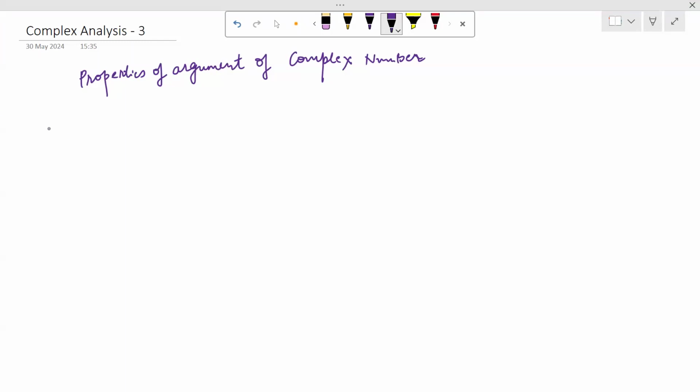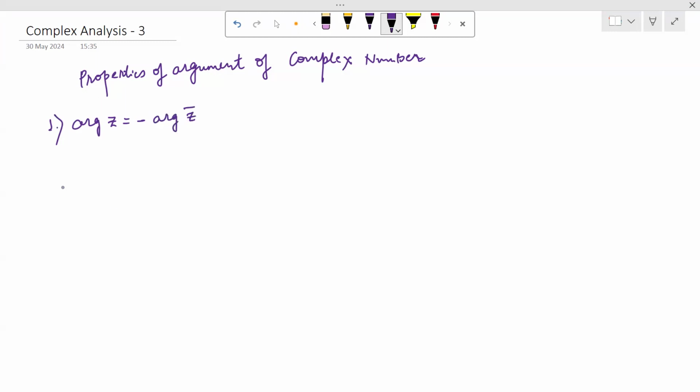So property number one. I'm not going to give you proofs for this. The proofs for all these things are given in the textbooks, so I hope you are going to check them in the textbook itself. Although wherever necessary, I may give you some intuition or motivation as to how these properties may have been derived. So argument of Z is equal to minus of argument of Z conjugate.